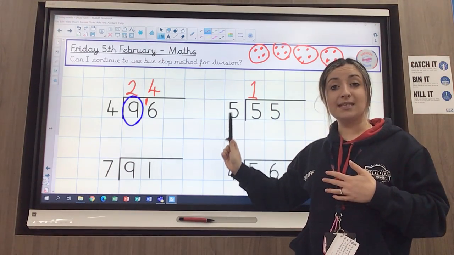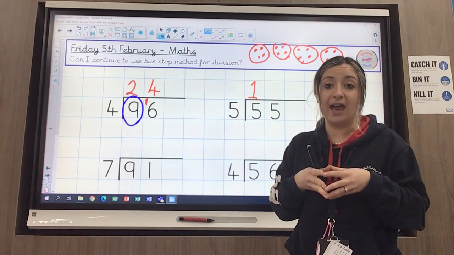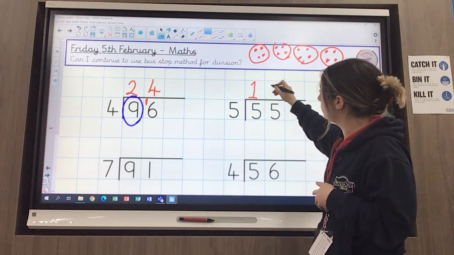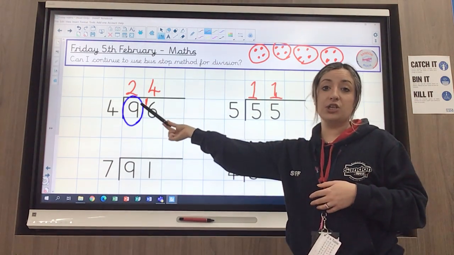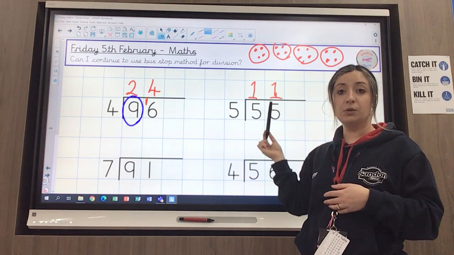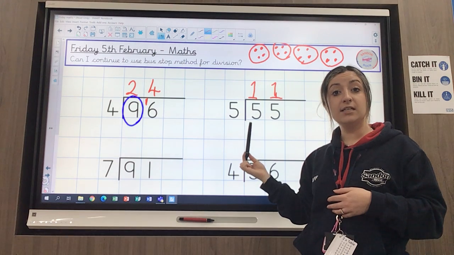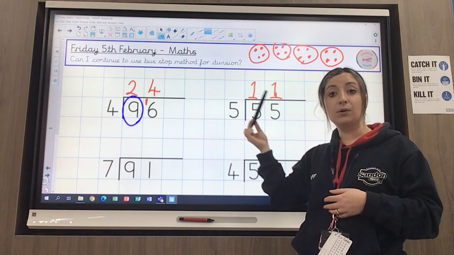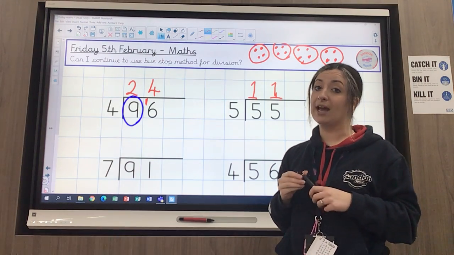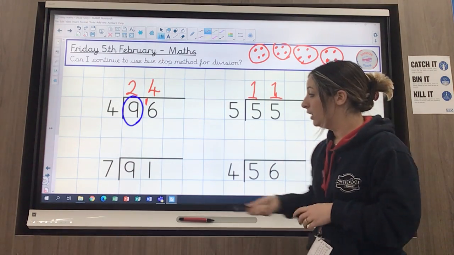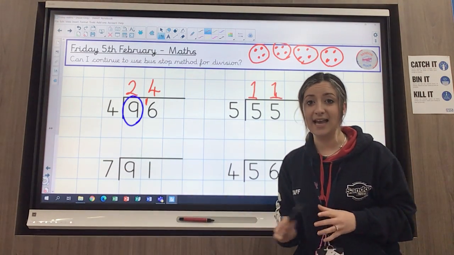So now I need to do the same again. How many 5s fit into 5? I can make 1 group of 5 with 5, can't I? So that's also a 1. And you can see there that there was no exchanging this time, but my answer would be 11. So the full number sentence would be 55 divided by 5 equals 11. Okay. Let's move on to the final 2 before I give you yours for today. So this number sentence here, can you tell me this number sentence before I say it on the video?